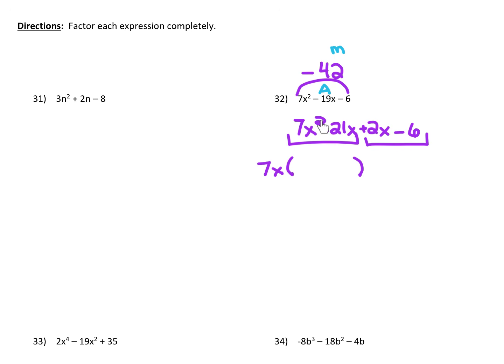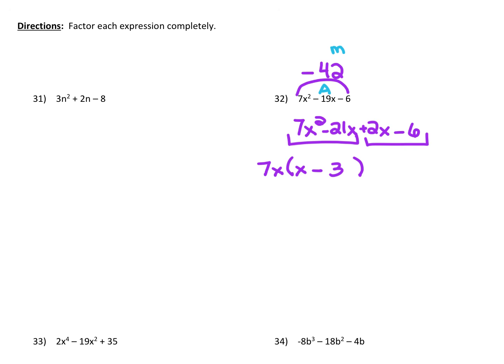Well, 7x squared divided by 7x is x. And if you wanted to check that, just multiply this together. Doesn't 7x times x give us 7x squared? Okay, now let's bring down the minus sign. 21x divided by 7 is just 3. And again, if you wanted to check it, distribute the 7x in. Isn't 7x times negative 3 negative 21x?